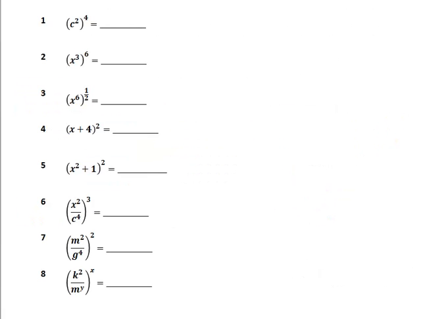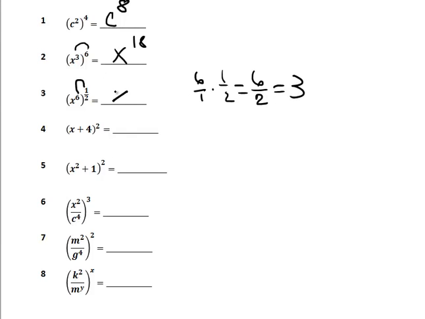So let's take a look at some to practice, because it makes a little more sense when we see it. So here I have c to the second to the 4th power. Are there parentheses involved? Yes. So now I have c to the 2 times 4, so c to the 8th. Again, I get to multiply because there's a parenthesis, so that's x to the 18th. Here I have x to the 6th to the 1/2. I'm going to multiply 6 over 1 times 1/2 equals 6/2, and don't forget to reduce: 2 goes into 6 3 times. So that's really x to the 3rd.